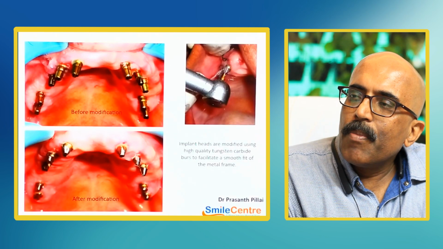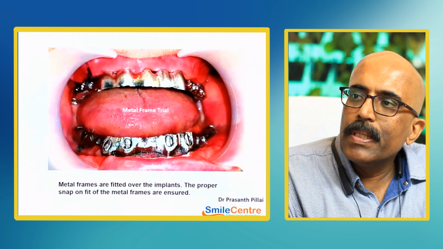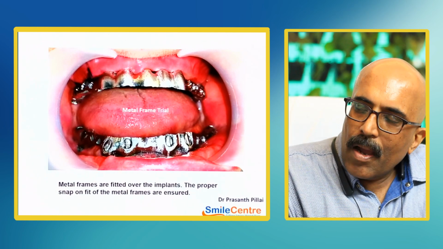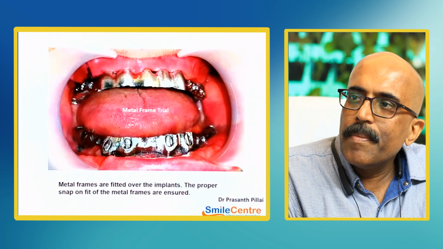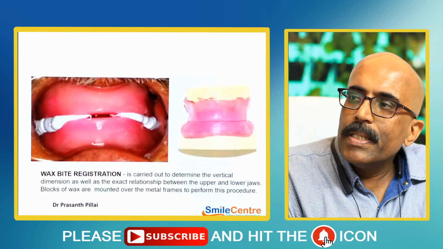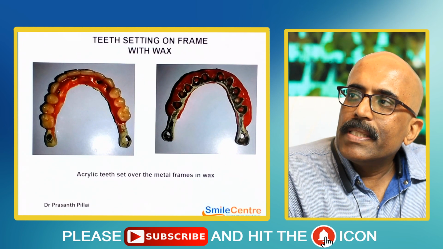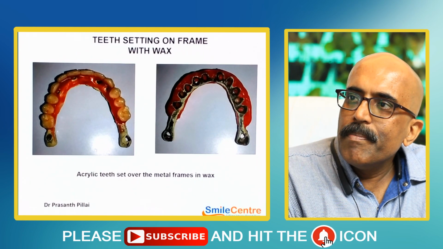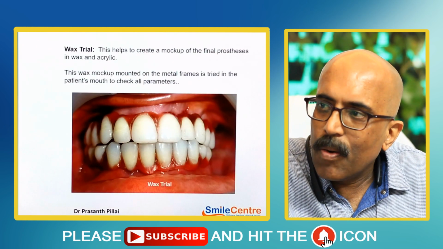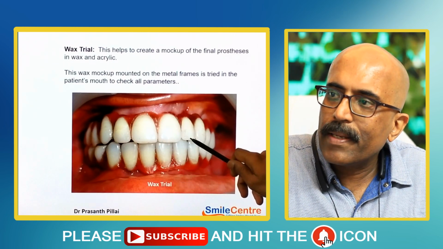This frame is fitted after modifying the implant heads, and this is what we call the metal frame trial. We ensure that the metal frame fits in properly, snugly, without creating any problem. After this metal frame trial, we remove the metal frame, and we also do a wax bite registration to record the relationship of the upper and lower jaw with each other. And later we set the teeth in wax over the metal frame, and then we perform the wax trial. You have the metal frame underneath, on top of which you have the wax, and on top of the wax we mount the teeth made of composite or acrylic.